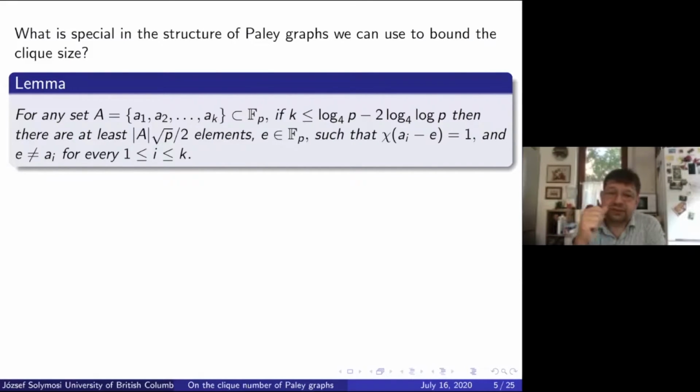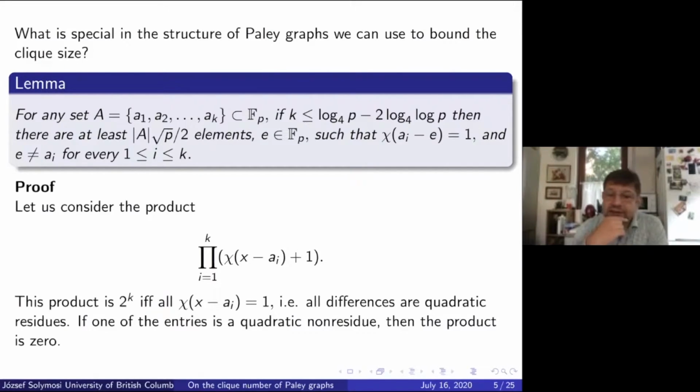Okay, so the statement is that many is the most important part. You see, the size of A is about log, so focus on the root p term. That's what is important. So you have more than root p such points which are connected in this Paley graph to all of the other vertices, so all a_1, a_2, ..., a_k. Right. And so how to prove something like this?